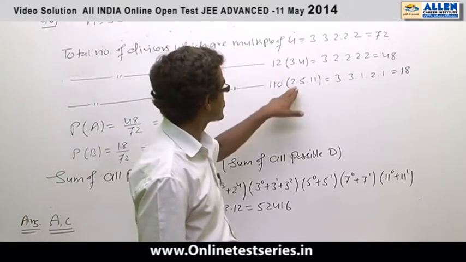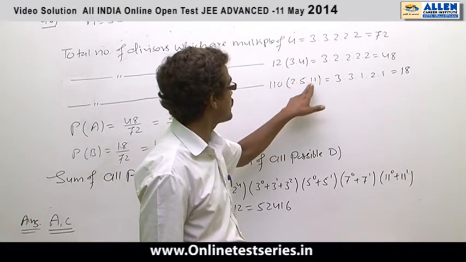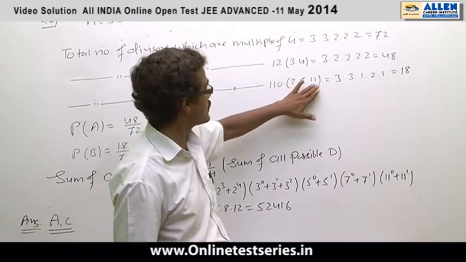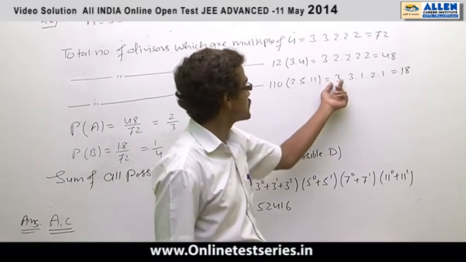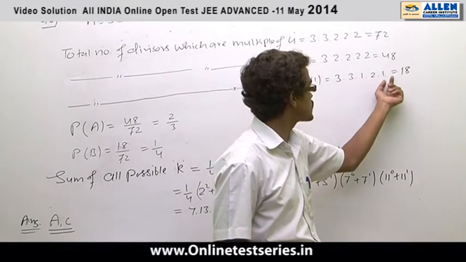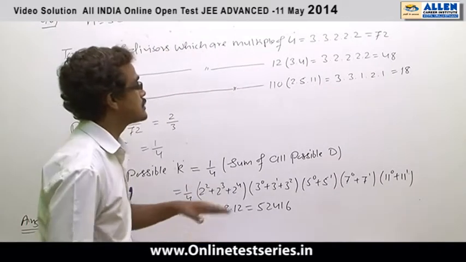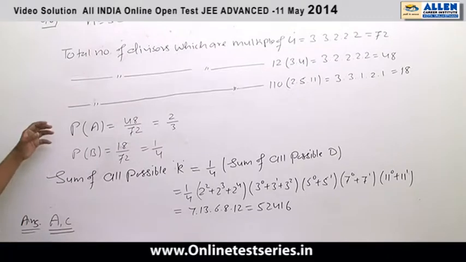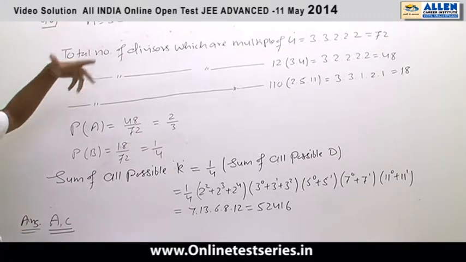As for the number of divisors which are multiples of 110, we have 110 = 2 × 5 × 11. So we have to select at least one 2, at least one 5, at least one 11. So the choice for 2 is 3, choice for 3 is 3, choice for 5 is 1, choice for 7 is 2, choice for 11 is 1. So this becomes 18.